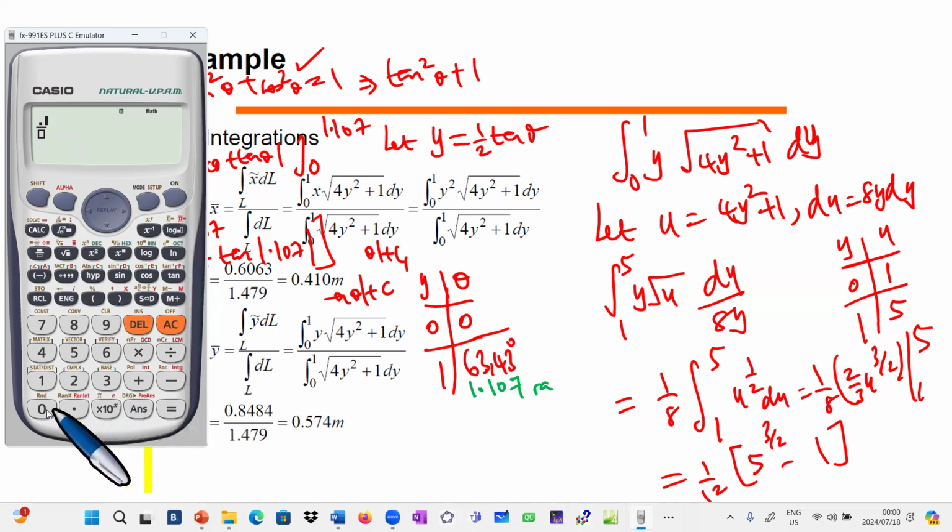Then if you look at the fact that we have 0.8484, you divide by 1.479, okay, easy. It is 0.574, to 3 decimal digits.